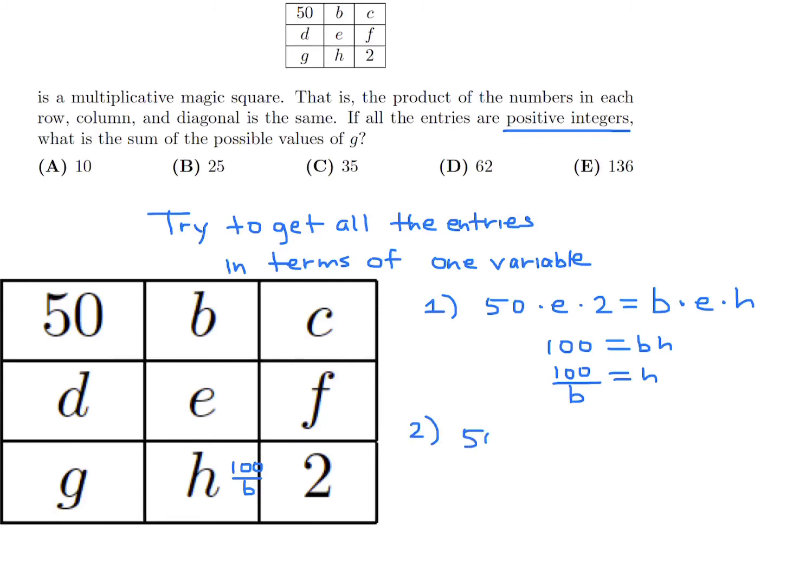Next one, 50. I'm using the same diagonal there, again, that one. Let's use another one with E in it, CEG. How about this guy? That will allow me, once again, to get rid of the E. C times E times G. So 100 is equal to C times G, and therefore G is equal to 100 over C. All right, so put that in there, 100 over C like that.